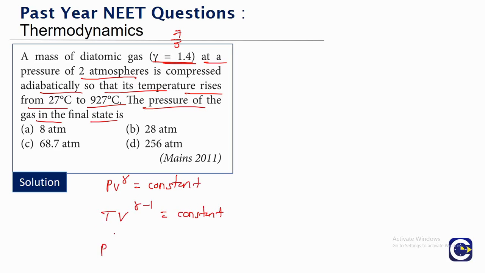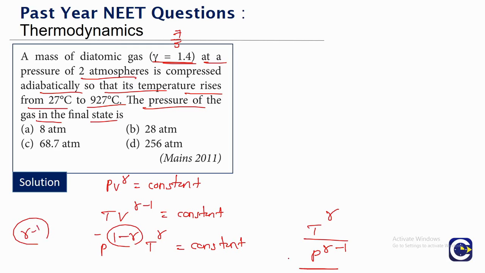Temperature and pressure related. P power 1 minus gamma into T power gamma will be constant. Otherwise, this can also be written as T power gamma divided by P power gamma minus 1. So either we'll have P power 1 minus gamma in the numerator, or we'll have P power gamma minus 1 in the denominator. Okay, because when you move a term from numerator to denominator, the power overall will become what? Negative. So multiply the 1 minus gamma with minus, we'll get what? Gamma minus 1 will come. That will be the power of P when it goes to the denominator. Either we use this one or we use this. So T power gamma into P power gamma minus 1 will be what?